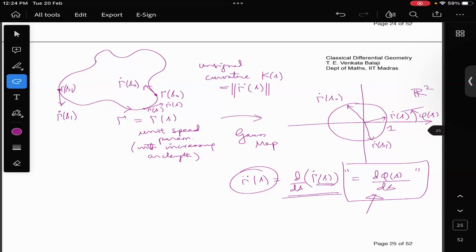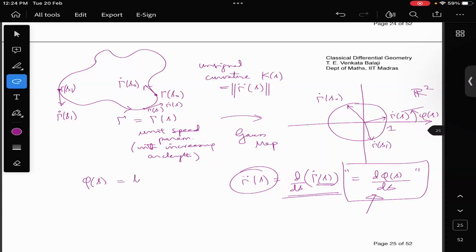Where phi of s is called the turning angle, because it is the angle by which the tangent turns with respect to a fixed direction, which we take for example to be the positive x direction. So this phi of s is the turning angle. It is a signed angle made with respect to a fixed direction, say the positive x direction.